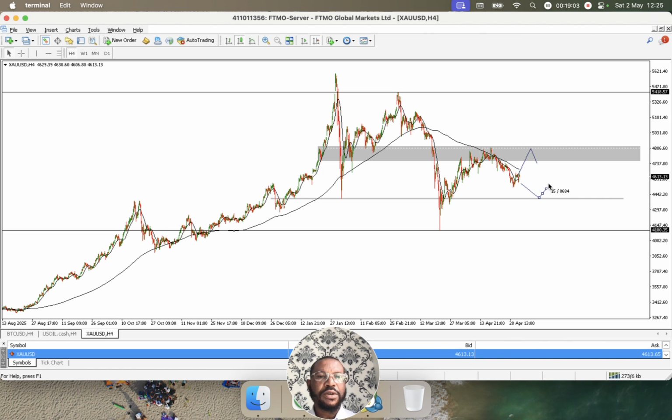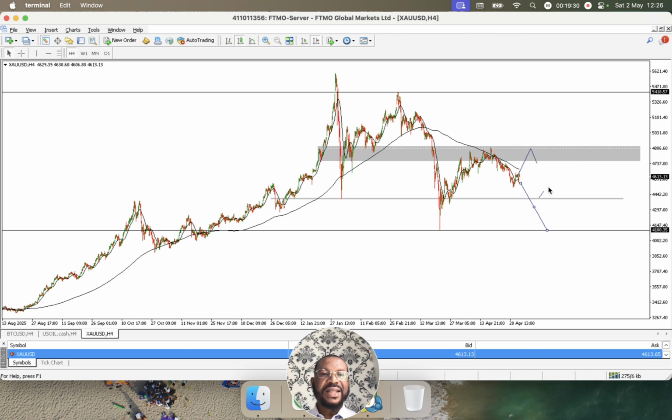I wait for the buyers to come in and I join them. I take the price back up. When the price gets to this demand area, if you don't get an entry here, you may look for it back at this other demand area. But if price closes below this demand area, it means officially the gold is now bearish. But as long as this demand area is holding, the gold is still bullish.